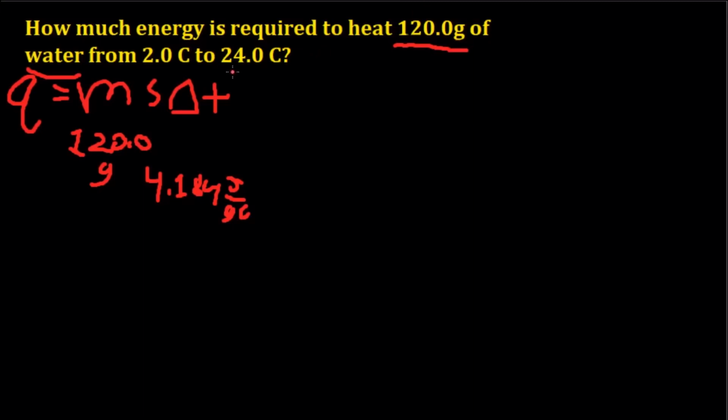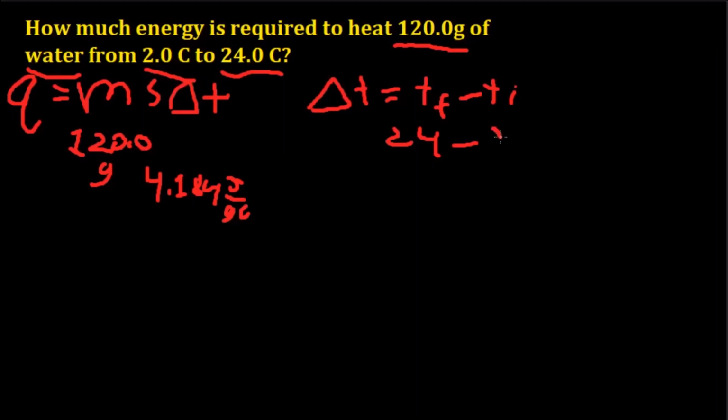And then delta T is the change in temperature, and we aren't given the change in temperature right away, so delta T is equal to the final temperature minus the initial temperature. And in this problem, the final temperature is 24 degrees Celsius, and the initial temperature is 2 degrees Celsius. So therefore, delta T is 22 degrees Celsius.